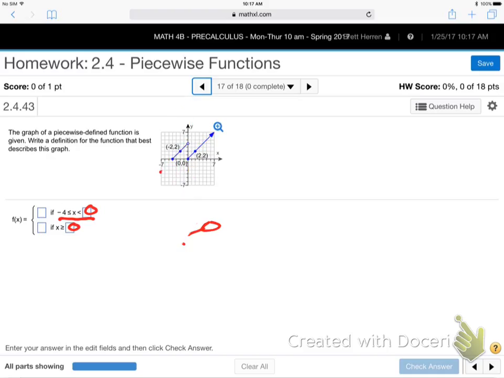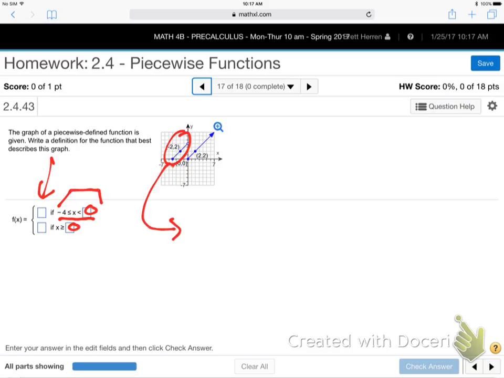Let me get rid of that mess out of the way. All right, so we got that. Now I've got to find the equation and find the other equation. So let's start with the top one. The top one is the left one. It's this one because it's between negative 4 and 0. So what's the equation of that little piece of line there?